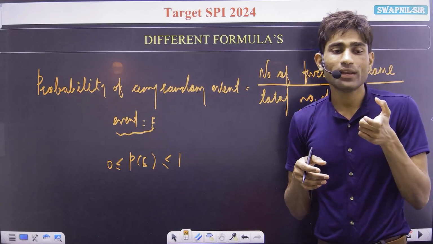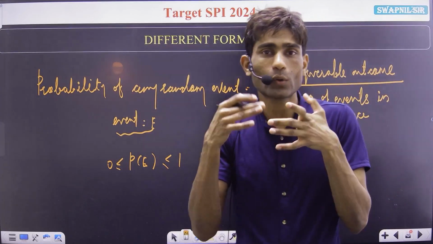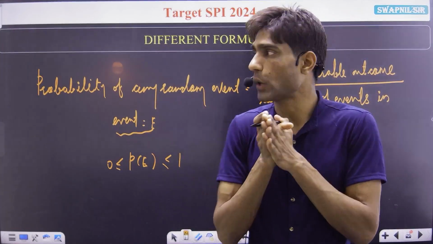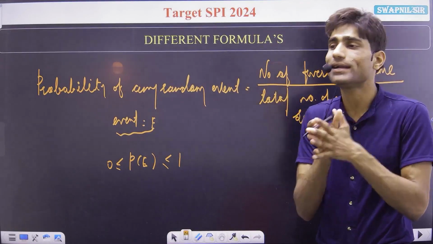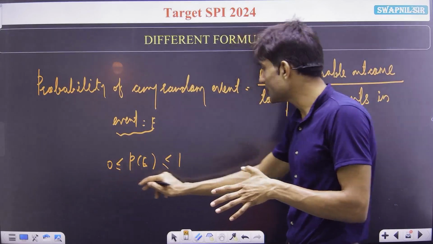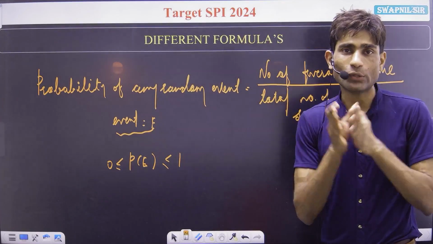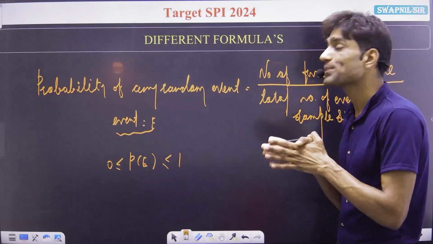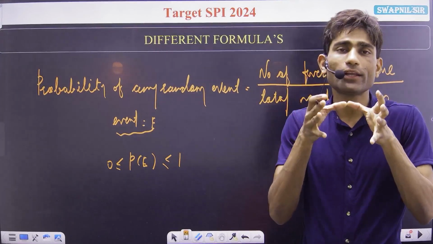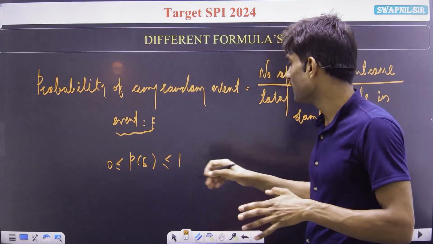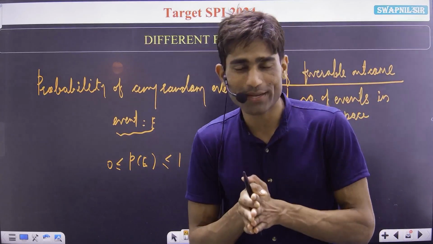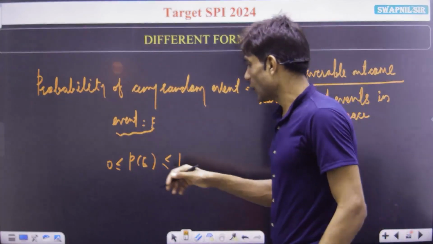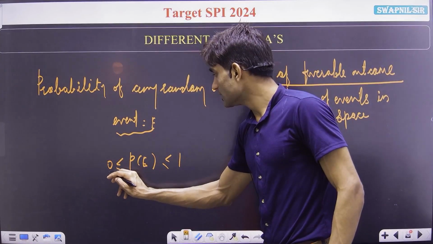When you want to confirm whether your answer is right or wrong, first of all you have to confirm whether that probability lies between 0 and 1 or not. Then we say that the probability of the event lies between 0 and 1.